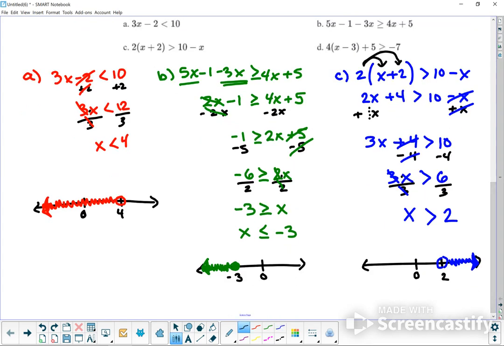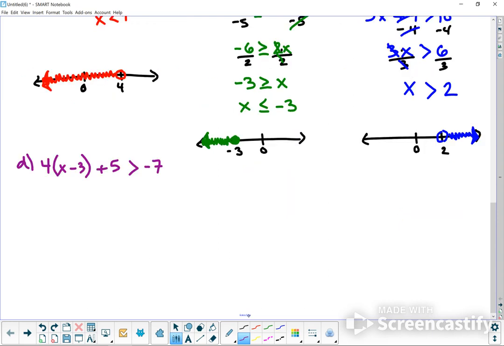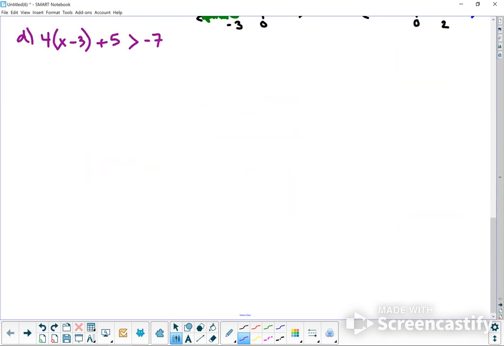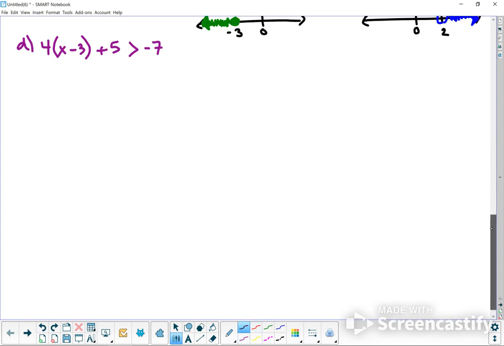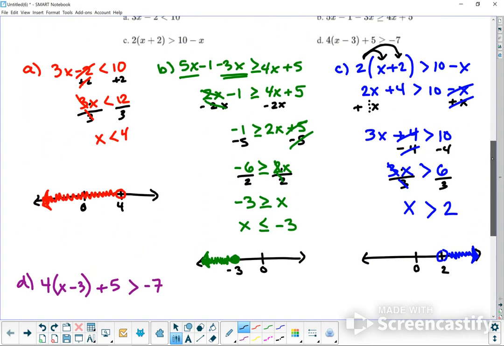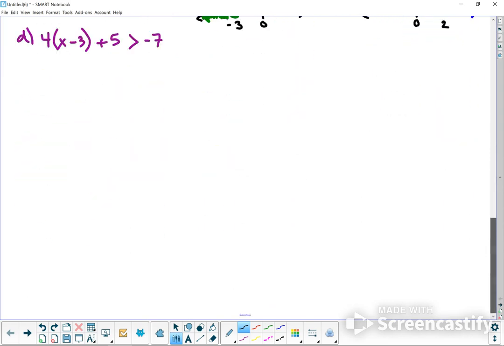And letter D. We'll do purple. We have 4 times (x minus 3) plus 5 greater than negative 7. Okay, I'm going to extend the page a little bit. Okay, so I'm going to work on that. So again, I'm going to do the same thing that I did with letter B, I believe. No, with letter C. Okay, I need to go and distribute this 4.